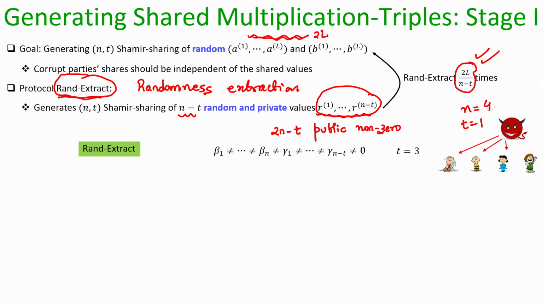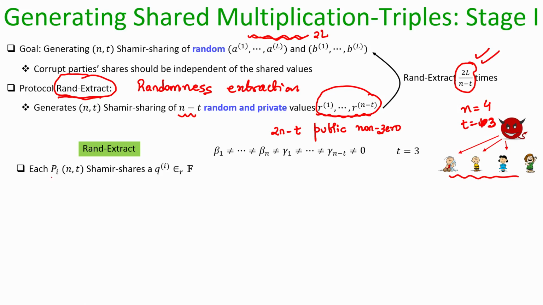So, in this specific case I will consider a process which should allow these 4 parties to collectively generate a secret sharing of one value, because n minus t is 1, which should not be known to the adversary, with every party just having a share of that random value.